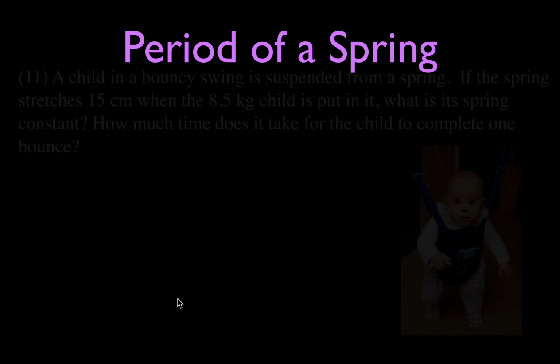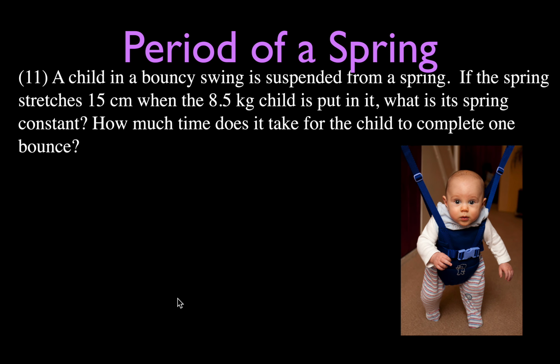The next one is going to be similar. We have a child in a bouncy swing. It's suspended by a spring. If the spring stretches 15 centimeters when there's an 8.5 kilogram child put in it, what is the spring constant and how much time does it take for the child to complete one cycle? You can see in this one, we're not given the spring constant. So we've got to calculate the spring constant.